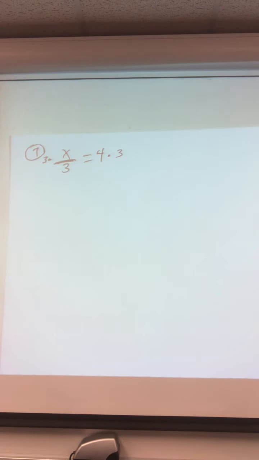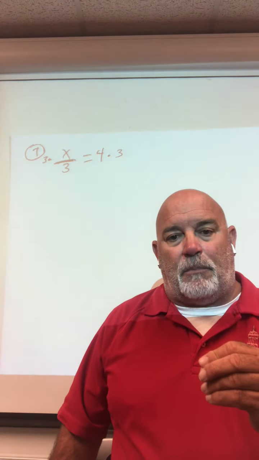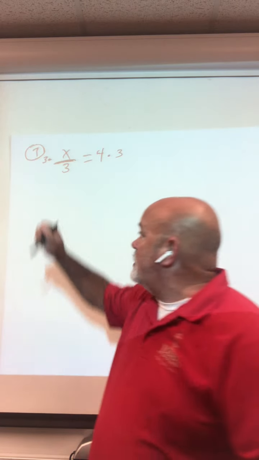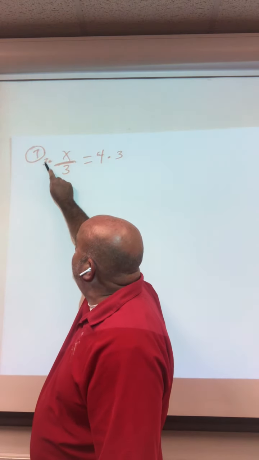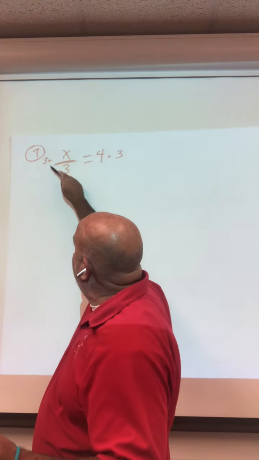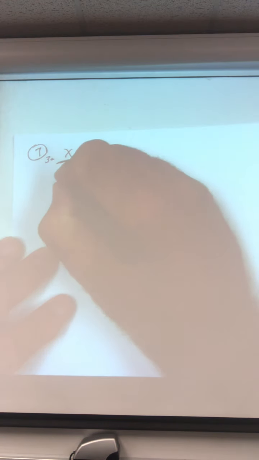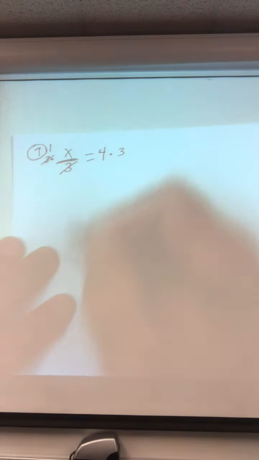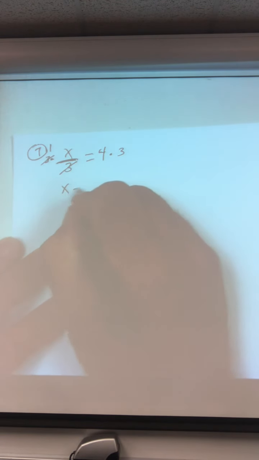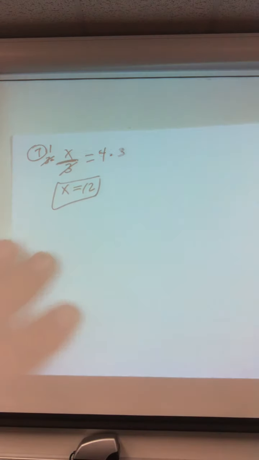Now, one other thing I want to remind you about is this. Remember, when multiplying with fractions, you can cross cancel. So when you get right here, don't say 3 times x. Cross cancel first. Cancel out your fractions. Now, when you do, 3 goes into 3 one time. And so you're left with 1x, or just x, equals, and then 4 times 3, which is 12.